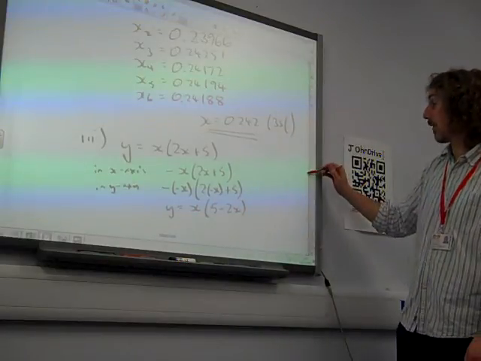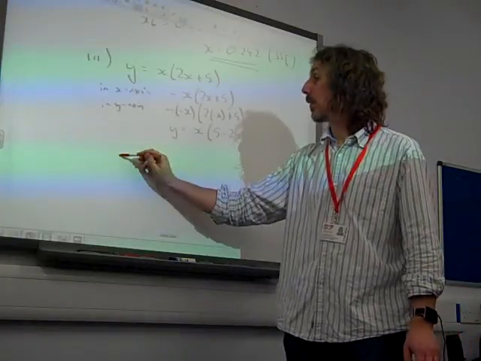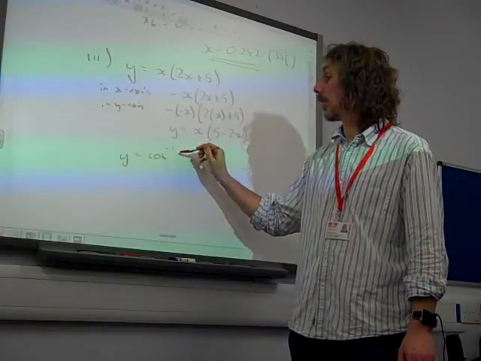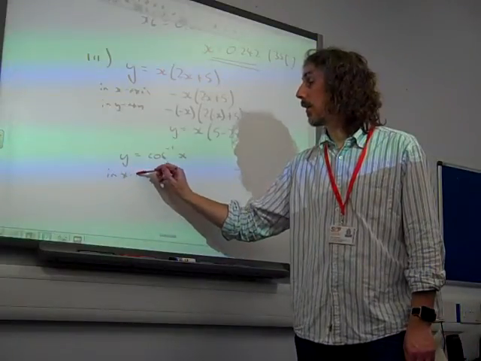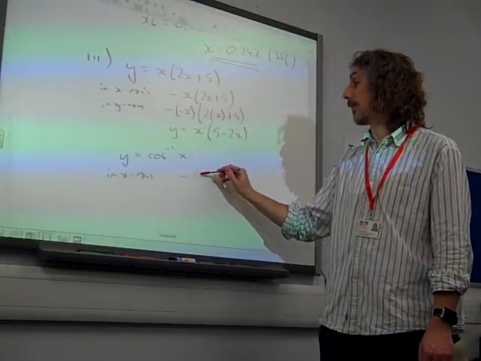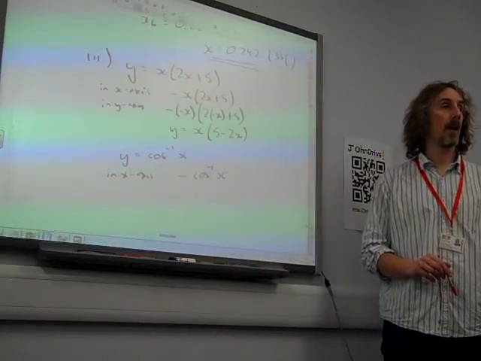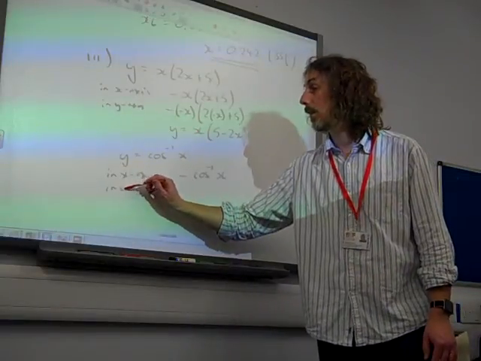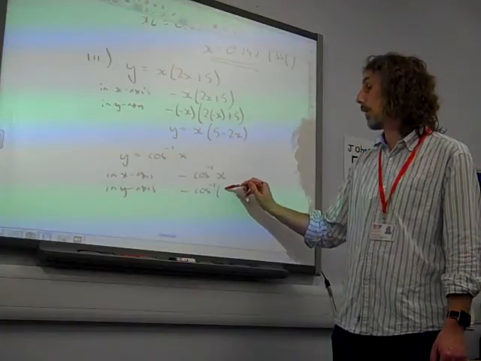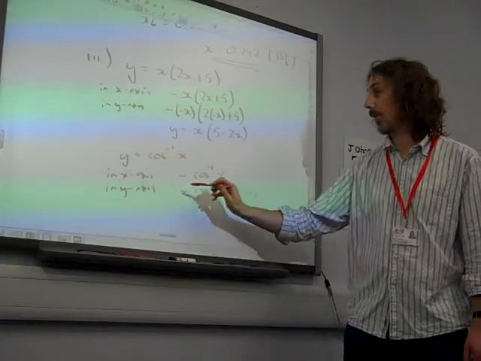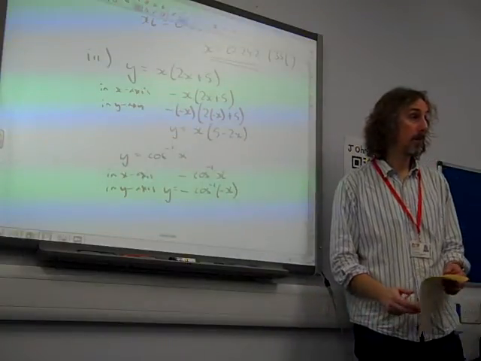The other expression was cos to the minus 1 of x. If I reflect that in the x-axis, it goes to minus cos to the minus 1 of x. If I reflect that in the y-axis, it goes to minus cos to the minus 1 of minus x. So that's my other equation. There they both are.